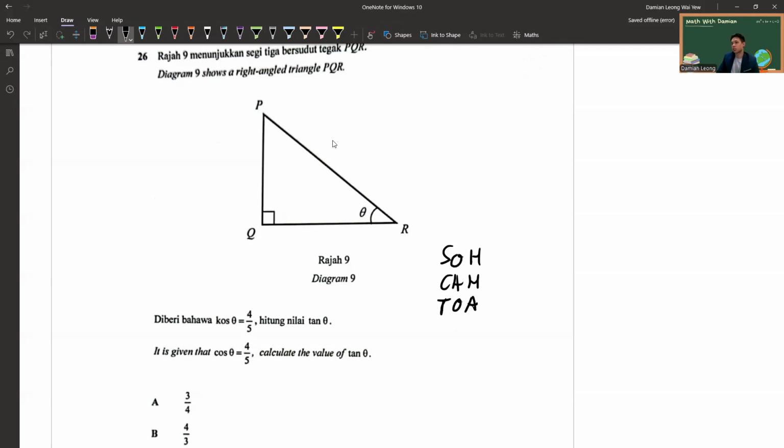Okay, cos is adjacent over hypotenuse. Adjacent here is 4, hypotenuse is 5, so I use Pythagoras theorem. 5 squared minus 4 squared, square root, is 3. So PQ here is 3. Okay, so tangent theta will be opposite over adjacent, which is just 3 over 4. Okay, answer A. That's for question 26.